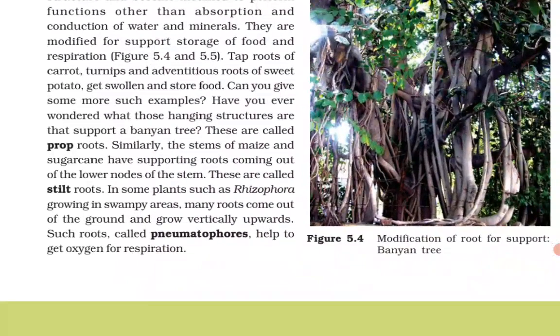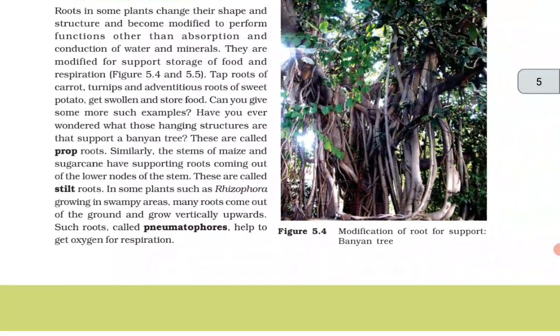In some plants such as Rhizophora growing in swampy areas, many roots come out of the ground and grow vertically upwards. Such roots, called pneumatophores, help to get oxygen for respiration.